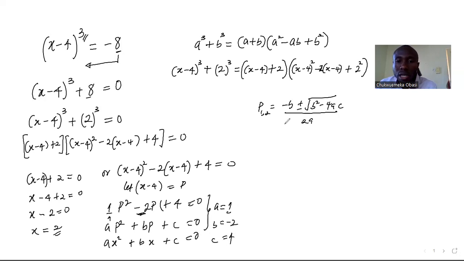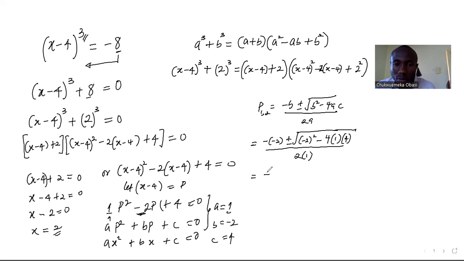So we'll plug all these into this equation. So we have minus 2, right? Because b is -2. So plus or minus the square root of -2 squared minus 4, a is 1, and c also is 4, all divided by 2 times 1. Yeah, so we're moving on. So the next thing you want to do, you simplify all these.